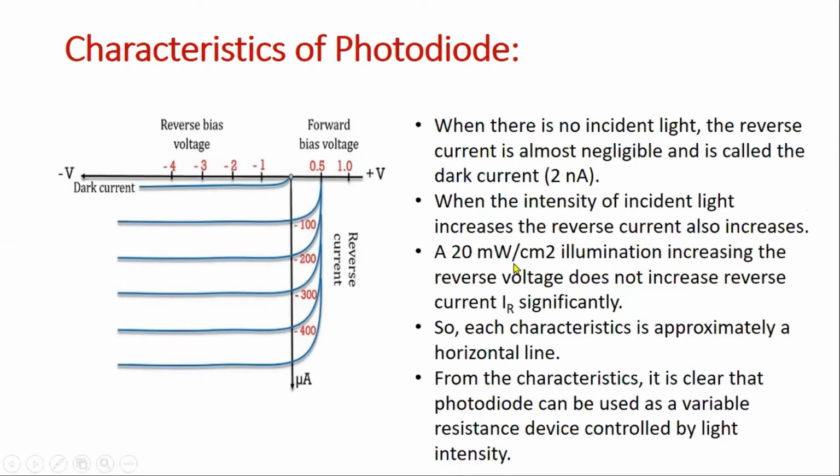The 20 milliwatts per centimeter square illumination increases the reverse voltage, but does not increase reverse current IR significantly. So each characteristic is approximately a horizontal line here. You can observe that in the graph. From these characteristics, it is clear that photodiodes can be used as a variable resistance device also, controlled by light intensity.